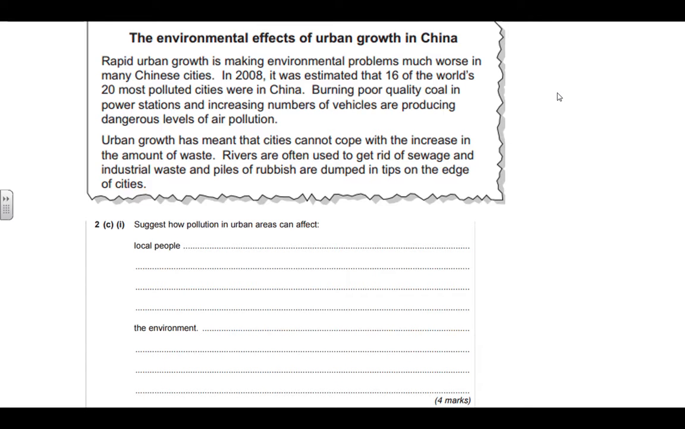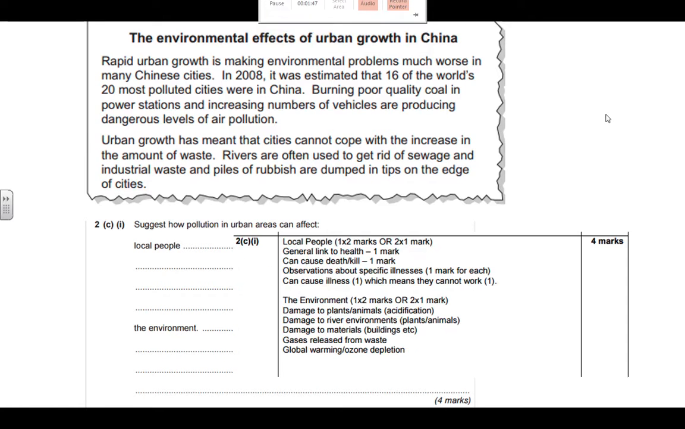So as this is a 4-mark question, we'd expect it to come in the format of make 2 points, which are 1 plus 1. So an easy way to get all of the marks is to make a point about the impact on local people, and then you just need to explain how pollution in urban areas led to that specific impact. The exact mark scheme for this question is up on the screen now. All you need to do is pause it and mark your own question while the mark scheme's up.